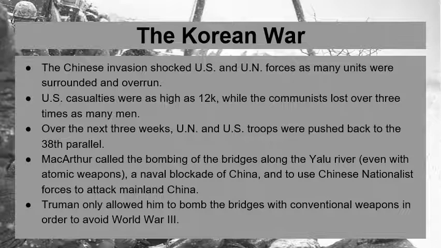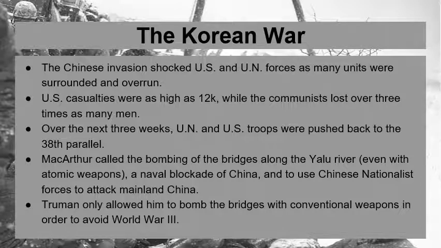He also called for a naval blockade of China, and they didn't really have a navy at that time, so it would have been mostly just to stop any trade coming in and out of China. And he wanted to use Chinese nationalist forces to attack mainland China. If you recall, the Chinese nationalist forces were exiled to Taiwan after the Chinese Civil War, and so MacArthur wanted an attempt in order to take the country away from the communists. President Truman, however, allowed him to use conventional bombs, not atomic weapons, along those bridges in order to halt that Chinese avenue of approach.